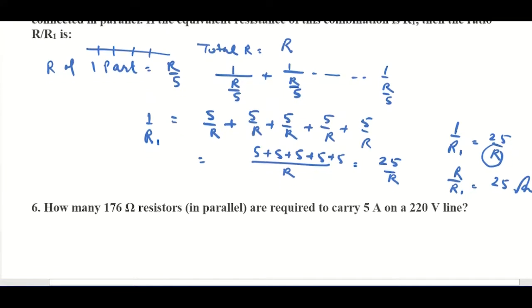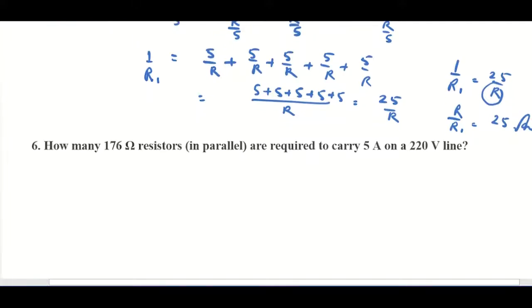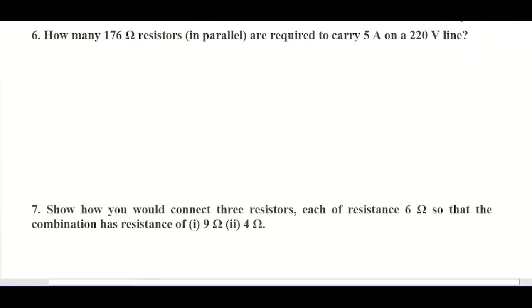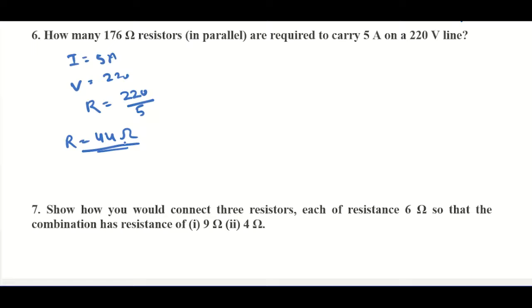Question number 6. How many 176 ohm resistors in parallel are required to carry 5 ampere on a 220 volt line? So 5 ampere is the current, voltage is equal to 220. Calculate resistance. The total resistance of the circuit is equal to 220/5. So we get 44 ohm as the total resistance of the circuit, and we have to connect 176 ohm resistors in parallel so that we get 44 ohm.